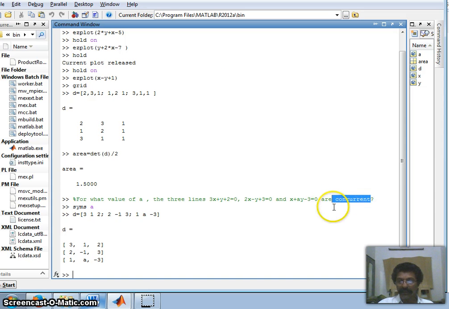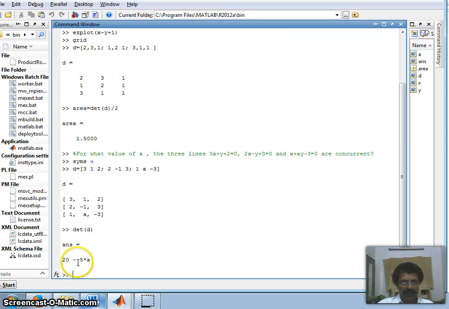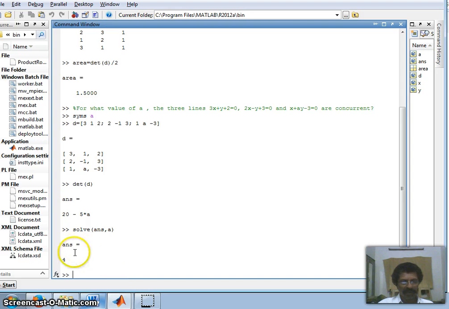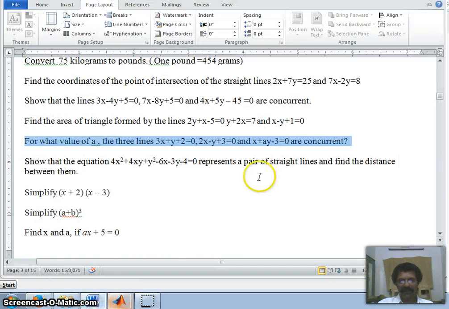If all 3 lines are concurrent, as we saw in the last example, then they cannot form a triangle. When it cannot form a triangle, its determinant is equal to 0. Therefore I can find the determinant of D, which gives the equation 20 minus 5A. I want the value of A, so I solve this equation. A is equal to 20 divided by 5, so I should get the answer 4. Yes, so this solves the question.